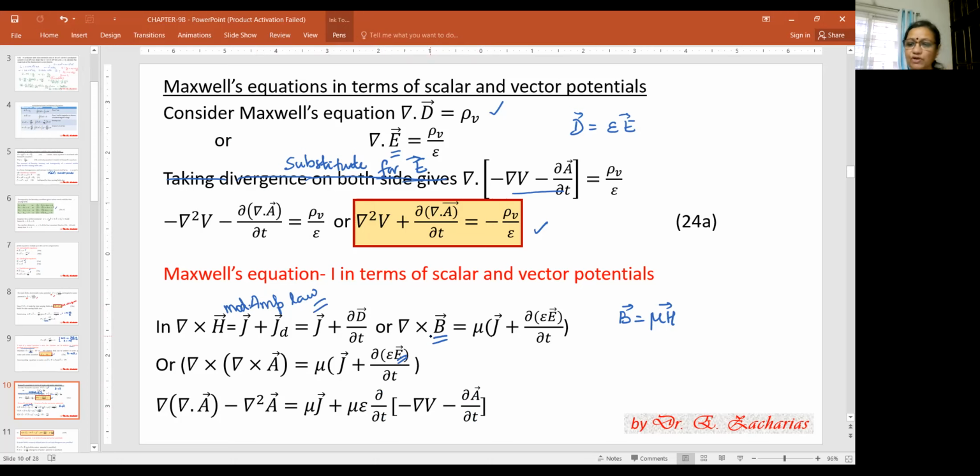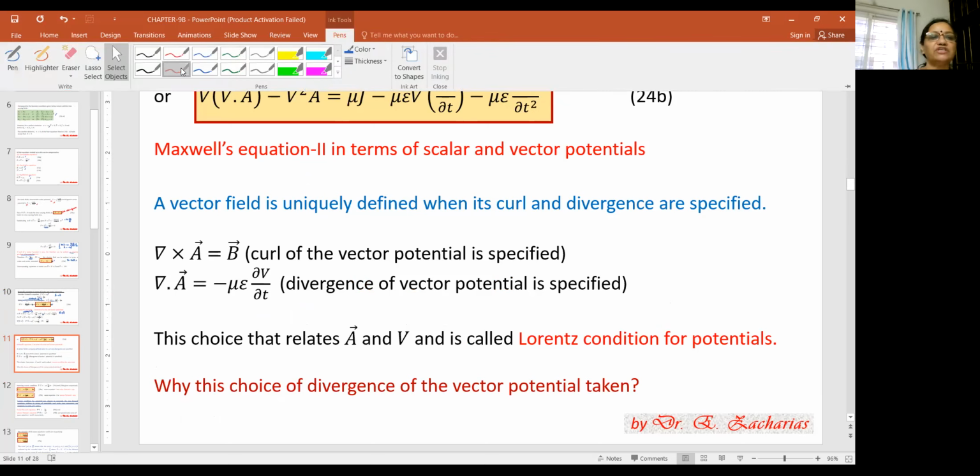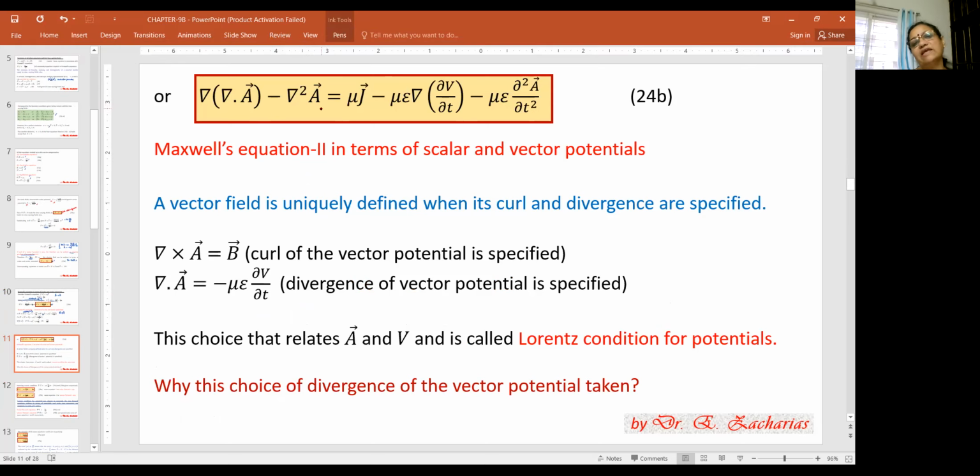That's it. Once more I repeat, you start with the modified Maxwell's equation, which will be in the form of H and D. Write it in the form of B and E, and then substitute B is equal to del cross A, and substitute E equal to minus del V minus dou A by dou T, and simplify. Once you do this, you're going to get equation number 24B. So this is your Maxwell's equation when you write it in terms of scalar and vector potential. And there is additionally J also.